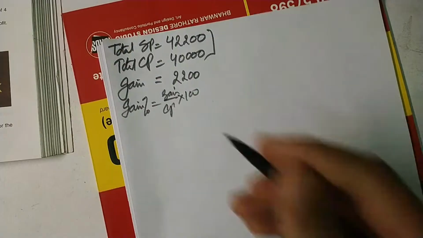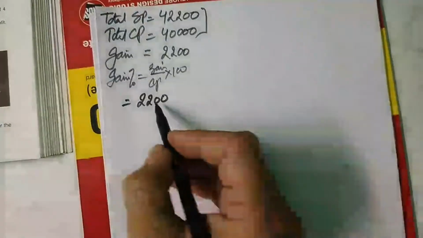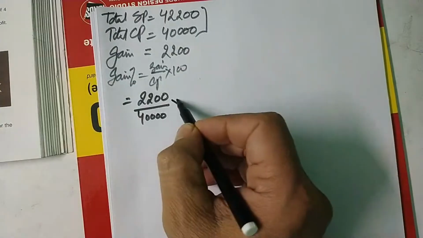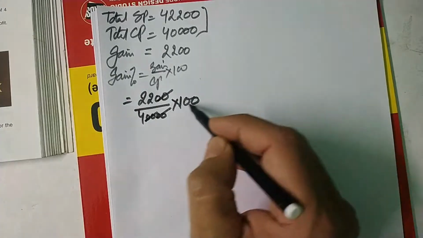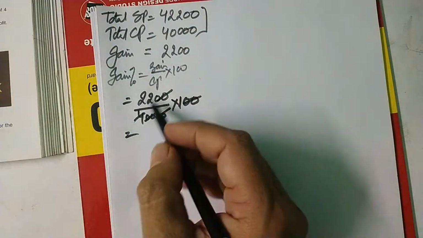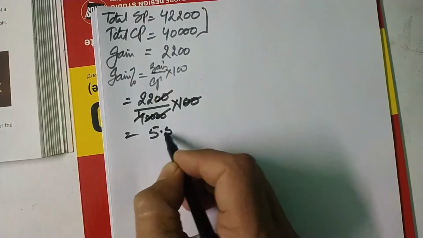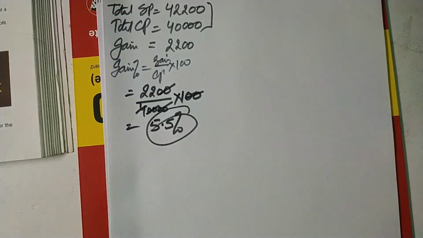So it is 2,200 upon CP, which is 40,000, into 100. Now divide, and what does it become? 5.5% is the gain. The gain made in selling both the scooters is 5.5%.